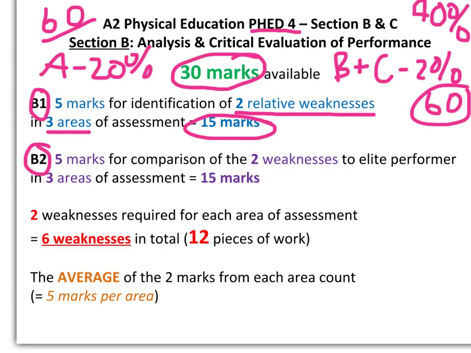We'll come on to the 3 areas of assessment. So basically you're going to look at 6 weaknesses in total, 2 weaknesses from 3 different areas. So 6 in total.